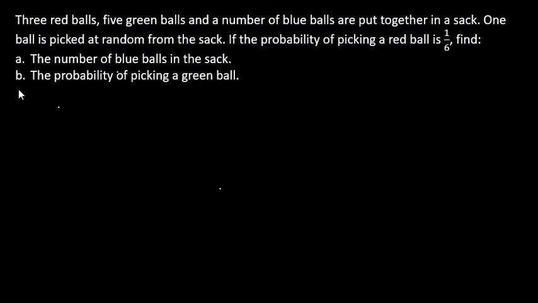3 red balls, 5 green balls, and a number of blue balls are put together in a sack. One ball is picked at random from the sack. If the probability of picking a red ball is 1/6, find A, the number of blue balls in the sack, B, the probability of picking a green ball.